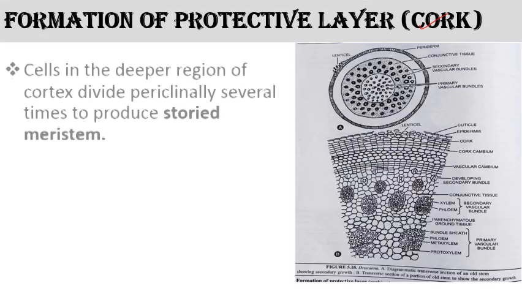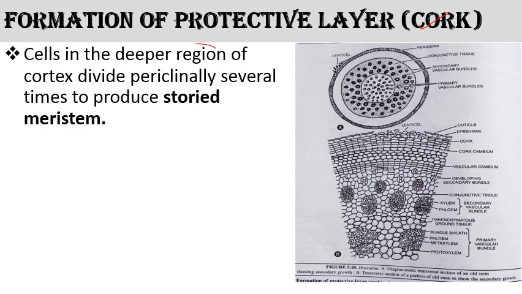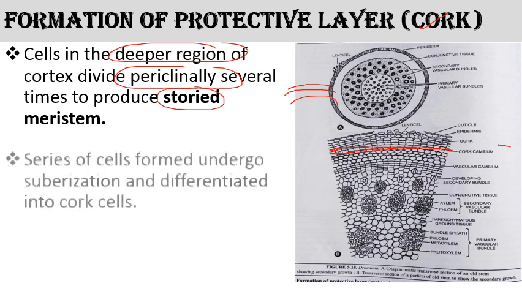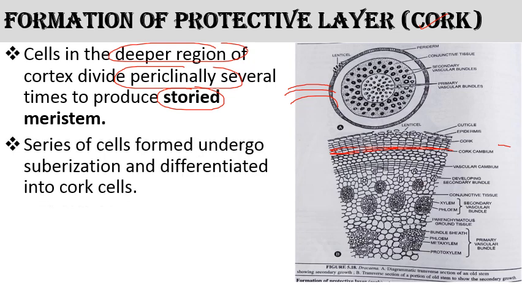Next comes formation of protective layer, that is cork. So cells in the deeper region of cortex divide periclinally. It means they add the number of layers. Periclinal division से ये जो कॉर्टेक्स के सेल डिवाइड करते हैं to produce storied meristem, और उससे बनता है meristem, different layers of meristematic cells जिसे बोलते हैं storied cambium और storied meristem.